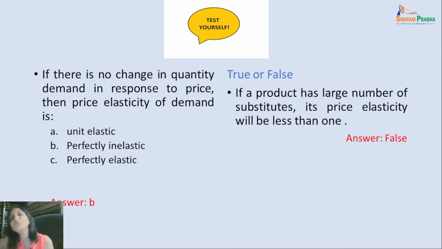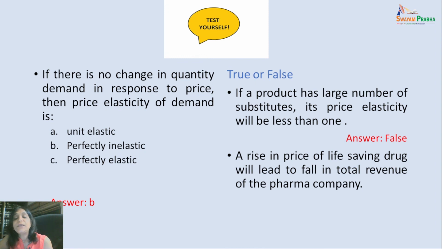More substitutes, more elasticity. Second, again a true or false question. A rise in the price of a life-saving drug will lead to a fall in total revenue for this pharma company. If a pharma company is making a life-saving drug and it increases the price, will it lead to a fall in total revenue? Remember the relationship between elasticity and total revenue. Two concepts here you have to understand. What will be the answer for this?